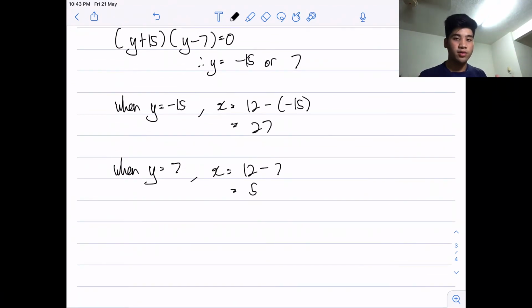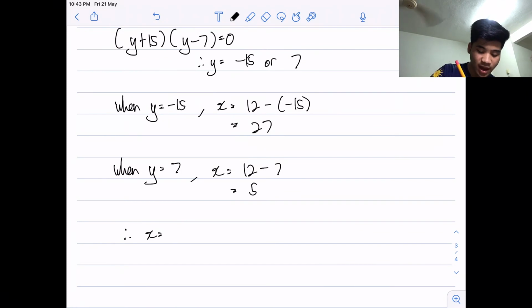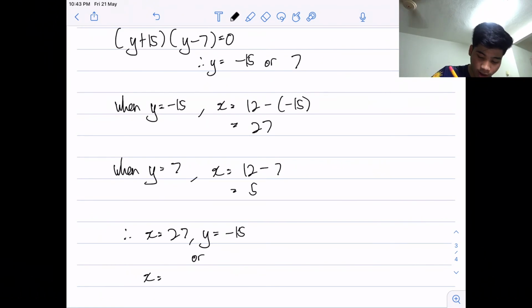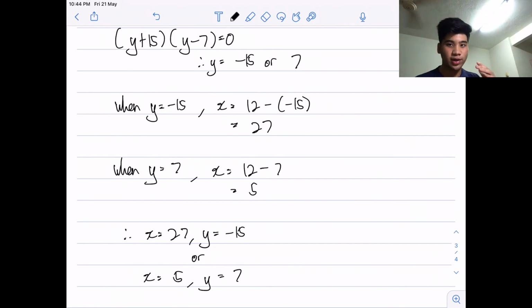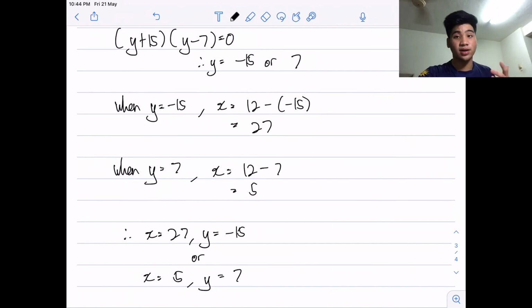Oh, one more thing I forgot to cover when I was doing the 3 variables question is that when you finish finding your answers, always relabel them. Point out what your answer is by writing therefore x equals 27, y equals negative 15, or x equals 5, y equals 7, so that you can show your examiners clearly these are the answers that you found.